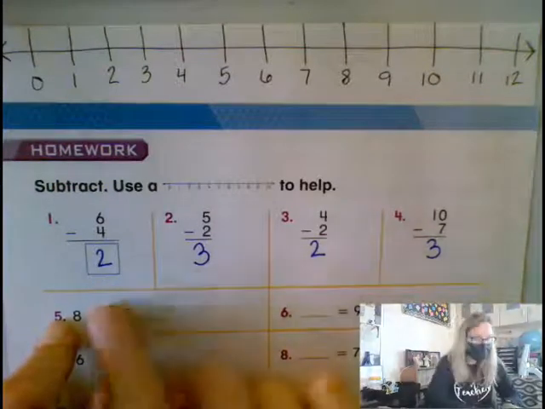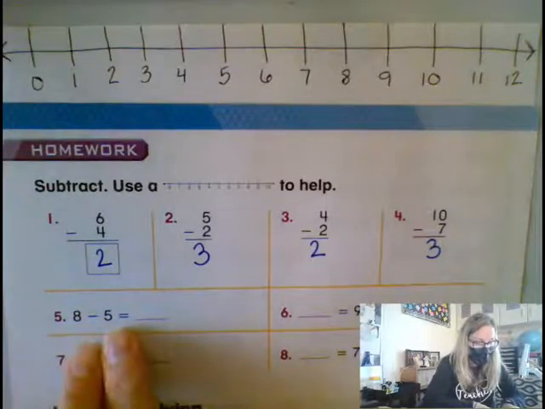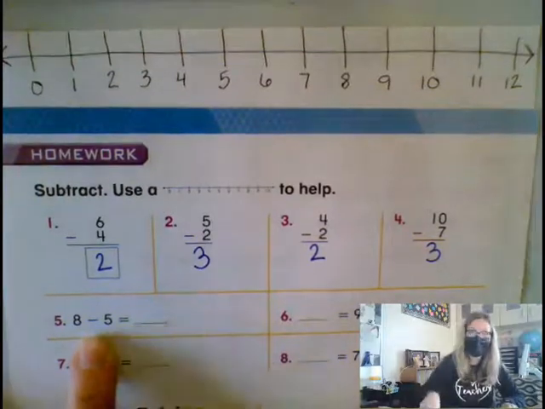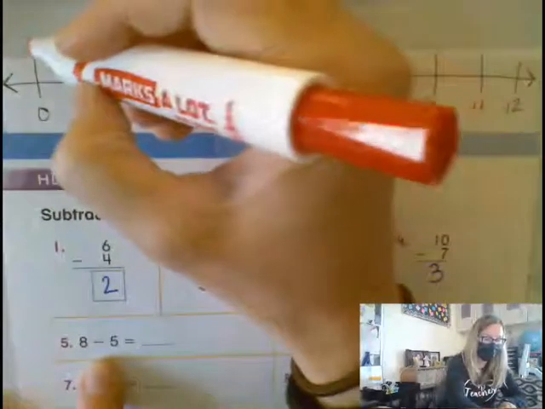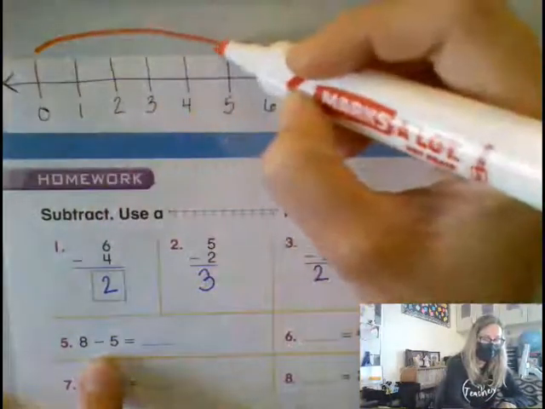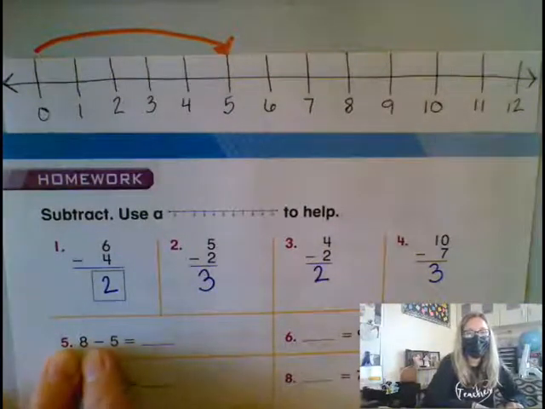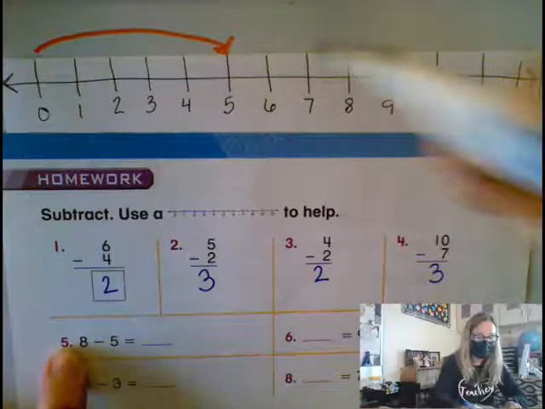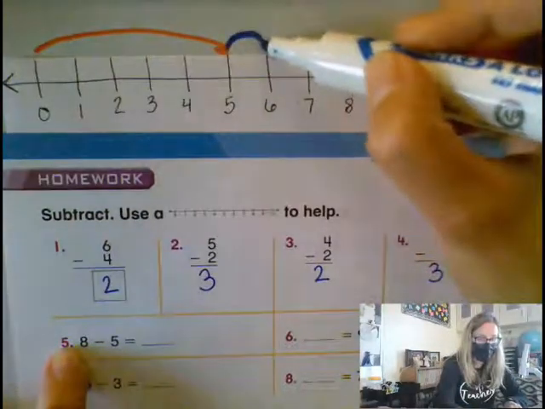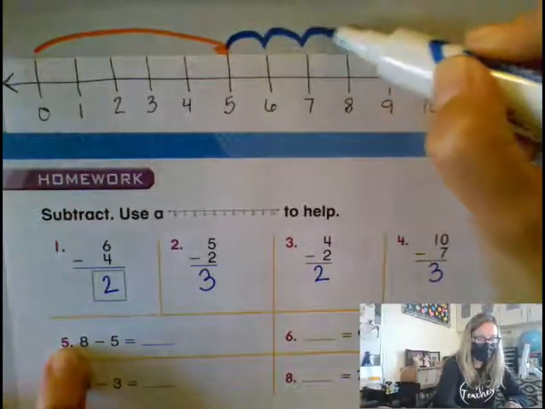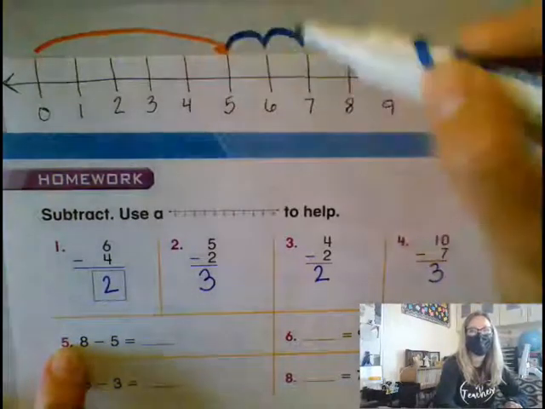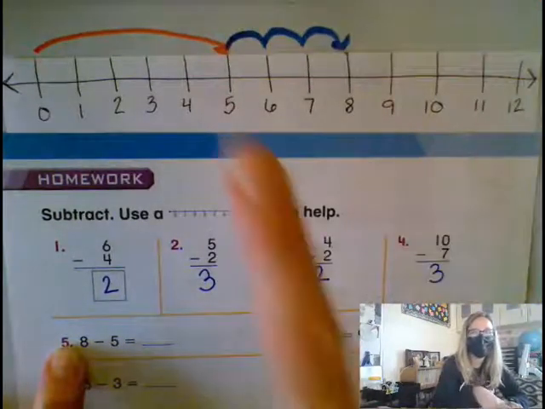Okay, so for this one, it's 8 take away 5. So our first part is 5. So we'll jump to the 5. Here we go. Whee! And now we're going to go little jumps until we get to our total, which is 8. So we'll say ribbit 1, ribbit 2, ribbit 3. I say ribbit because it's like a little frog jumping over the leap pads or the lily pads.